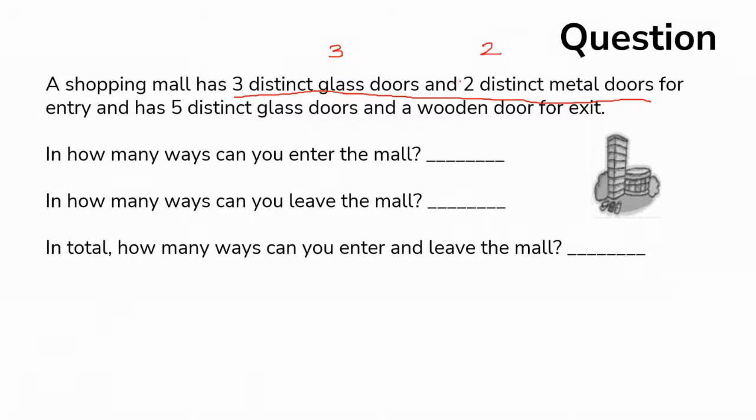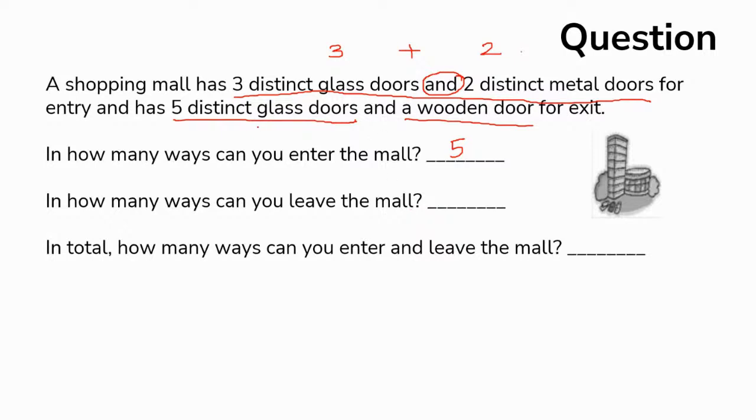Whenever there is a term called 'and', for this we will be using addition of these values. So in how many ways can I enter the mall? 3 plus 2, totally 5 ways I can enter the mall. In the second case, there are five distinct glass doors and a wooden door for exit. So what is my next question? In how many ways can you leave the mall?